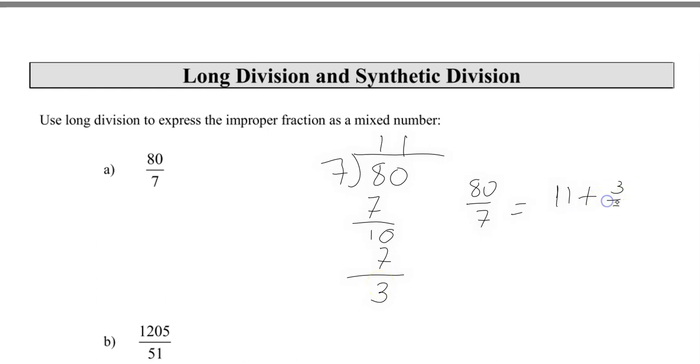Another way to look at that is if we multiply everything by 7, right? We'll get 80 is 77 plus 3, right? So that's a way of showing that that is true, right? That is a true statement. That's about all I want to say there.